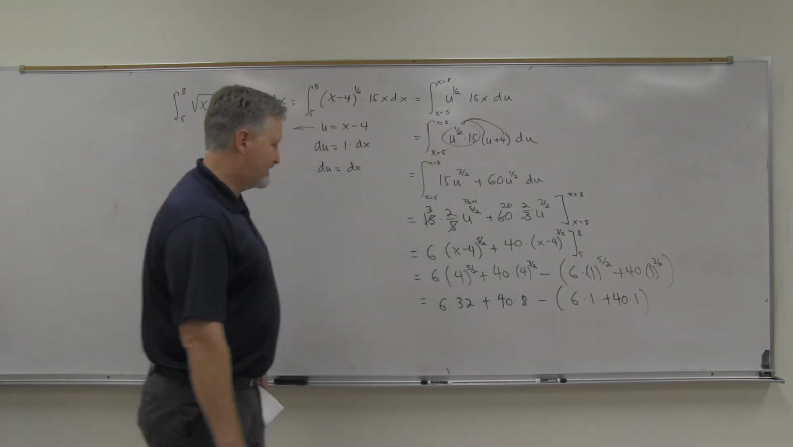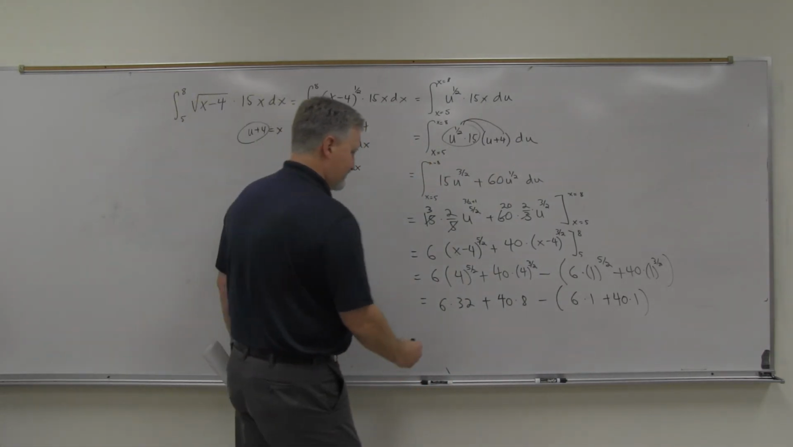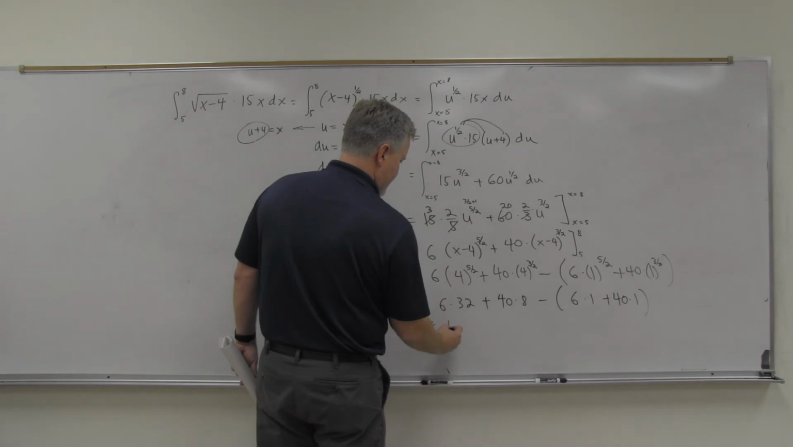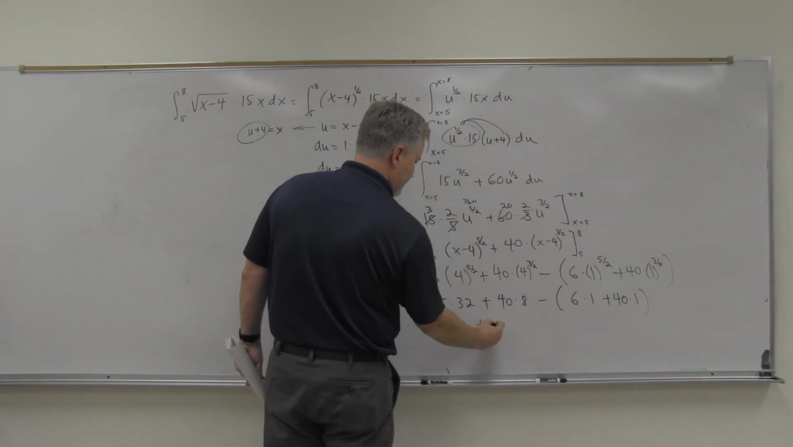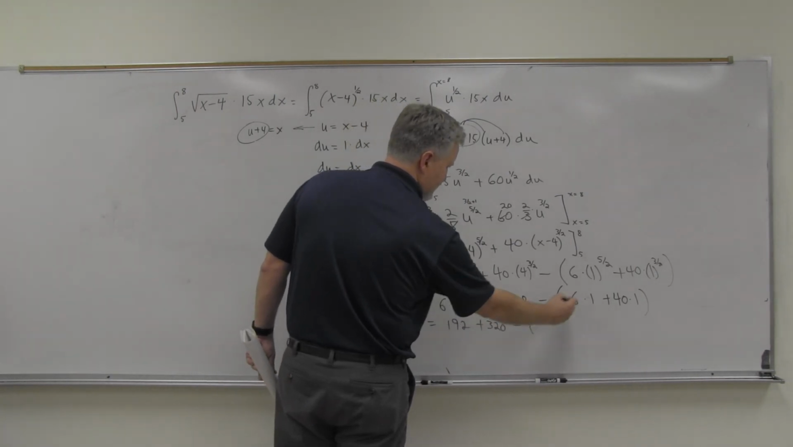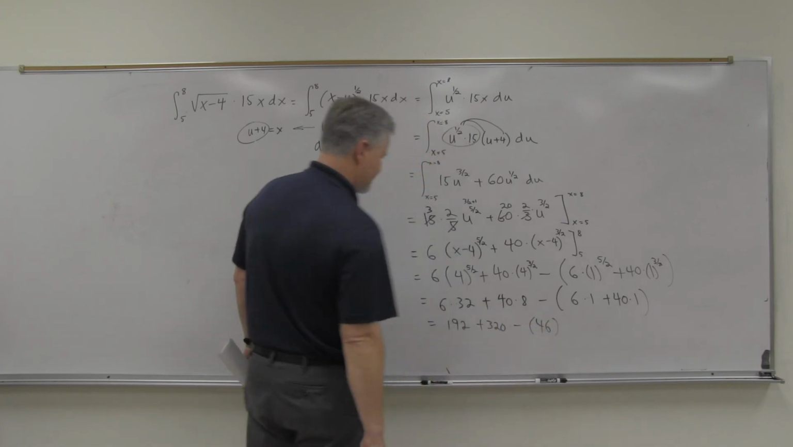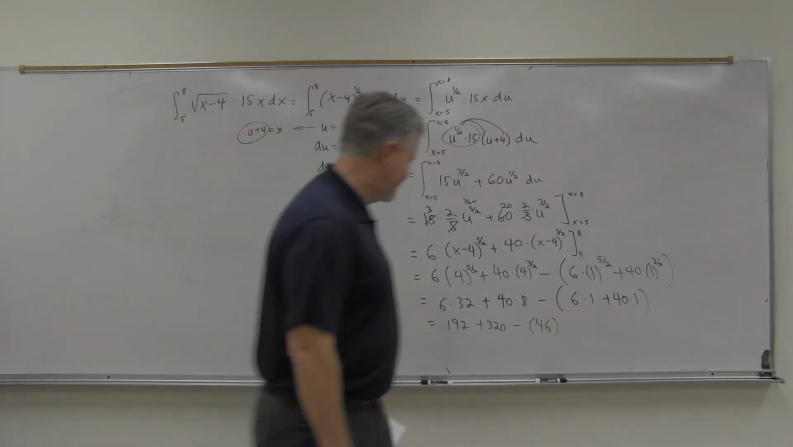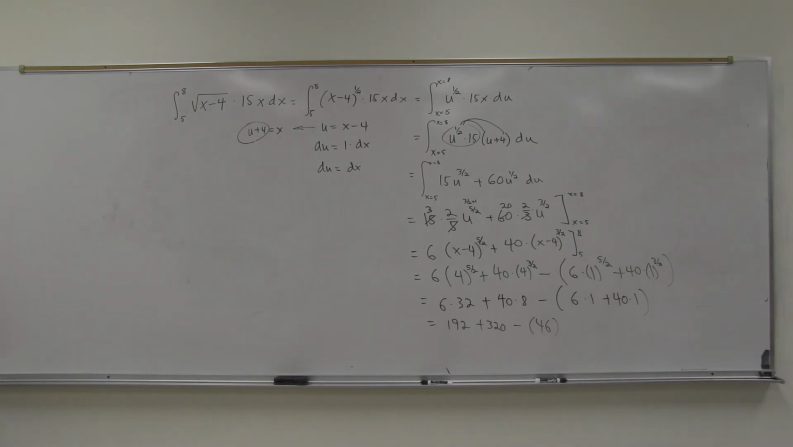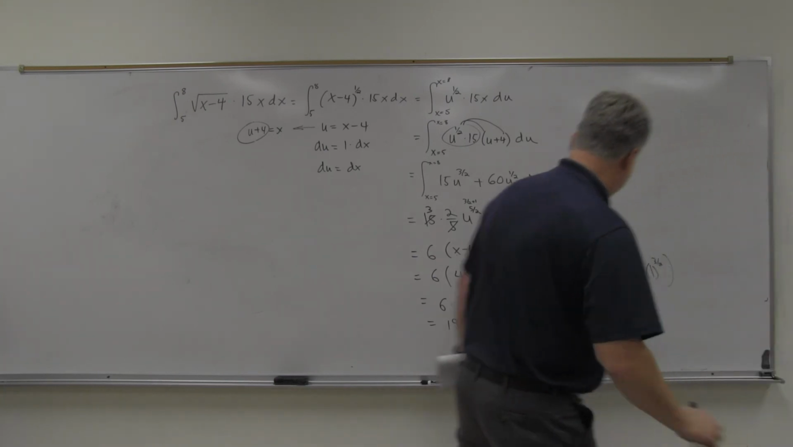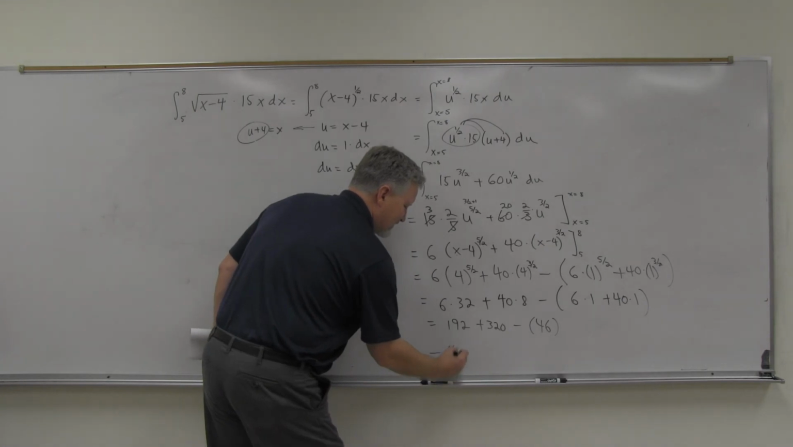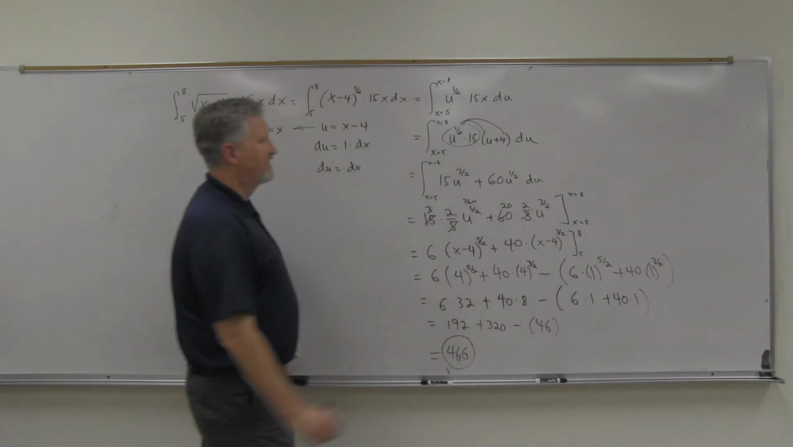So it looks like I've got 6 times 32. Is that 192? Plus 320 minus 46. Whatever that is. 466, yeah. That's what I had before. 466. Question?